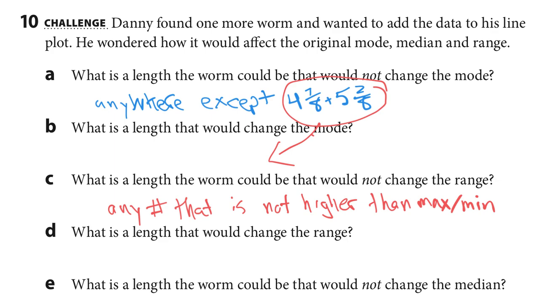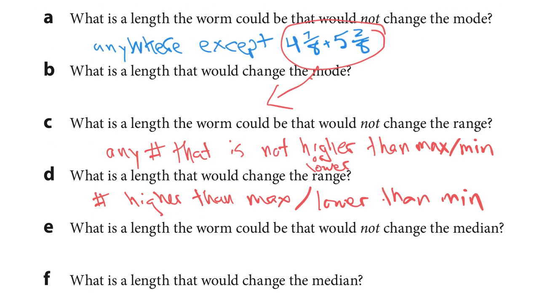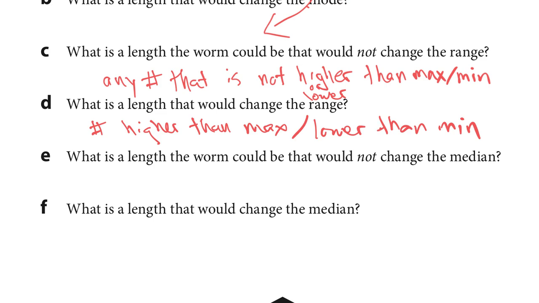So what is a length that would change the range? Any number higher than max or lower than the minimum. This should say or lower. So higher than max, lower than minimum. Sorry that my pen's not gripping as well as it normally does. So I'm not getting a really good handwriting on there. Wow, even having trouble with my T's.